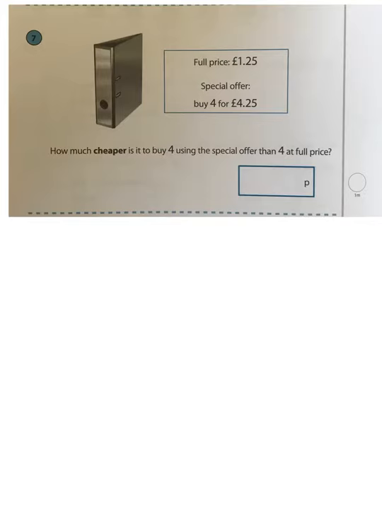Right, next one. So it's got some folders. Full price £1.25. Special offer 4 for £4.25. How much cheaper is it to buy 4 using the special offer than full price? So first thing we need to do is work out how much it would be if you bought 4 at full price. So £1.25 multiplied by 4.